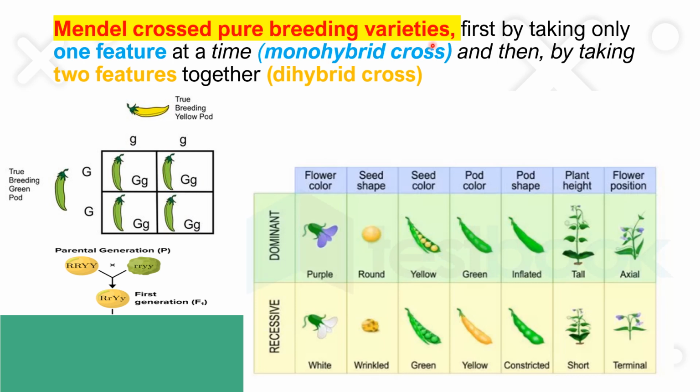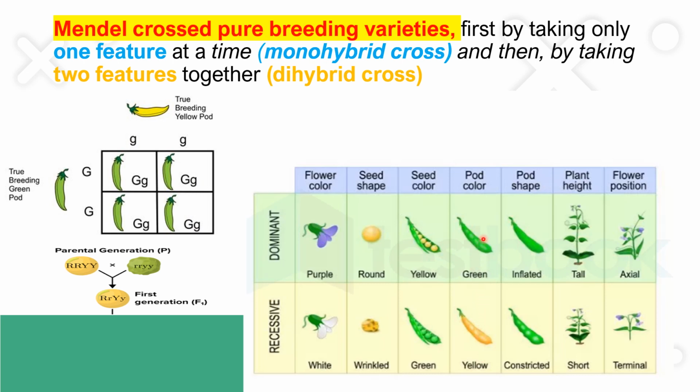Mendel crossed pure breeding varieties, first by taking only one feature at a time, that is called monohybrid cross. For example, true breeding yellow pod crossed with true breeding green pod. Here, he took only one character at a time. Pod color is a character. That character he took. That's why that is a monohybrid cross. Only one character. Then this pod color has 2 traits, green and yellow.